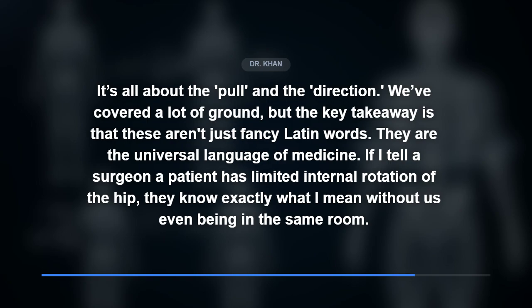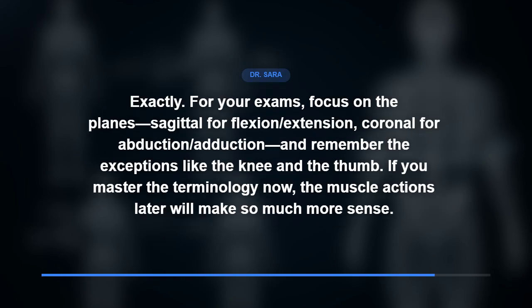We've covered a lot of ground, but the key takeaway is that these aren't just fancy Latin words. They are the universal language of medicine. If I tell a surgeon a patient has limited internal rotation of the hip, they know exactly what I mean without us even being in the same room.